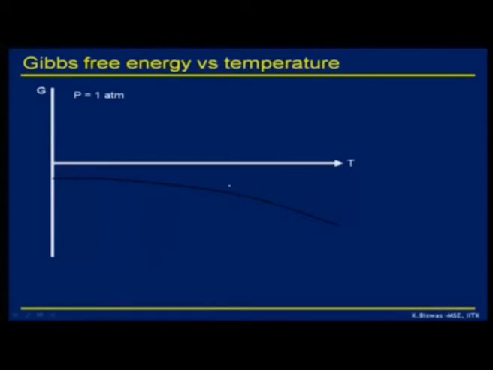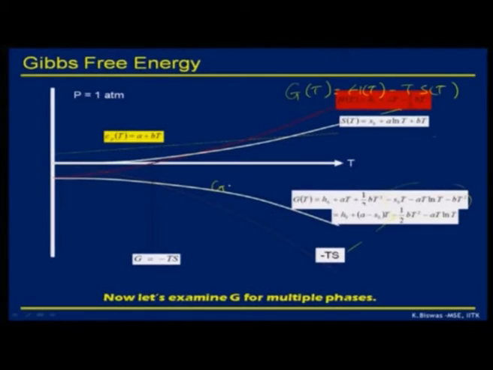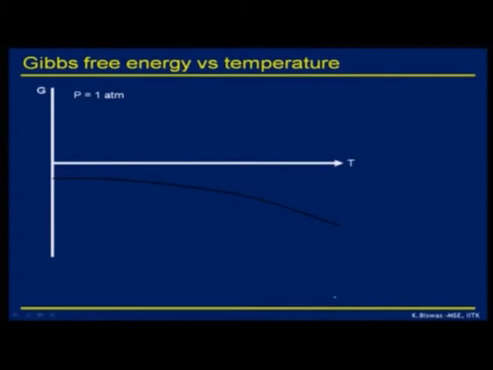Now let us examine G for multiple phases, because finally we are going to deal with multiple phases like ice in water, or soap bubbles, or a kerosene and water mixture, or steels with a complex microstructure, right. So let us do that. Now I will plot here again G versus temperature. You can see temperature on the x axis and G on the y axis at 1 atmospheric pressure.